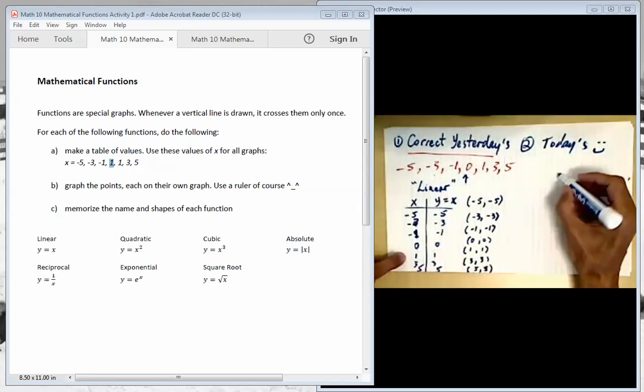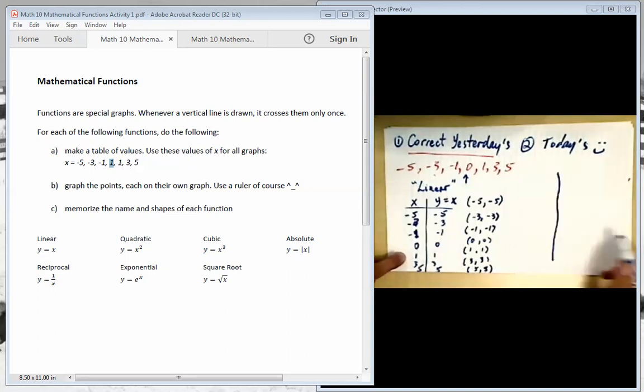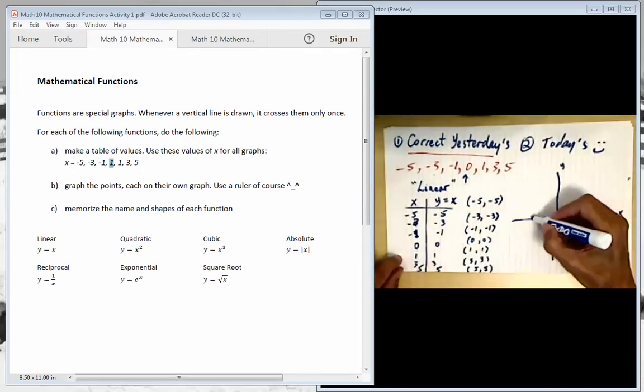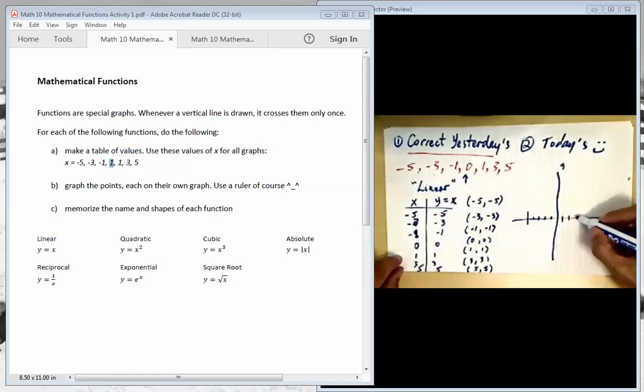to an XY axis in order to create the graph. Whoa, use a ruler. Look at that. Y axis there. X axis. Okay, so -1, 2, 3, 4, and a big 5. That's 1, 2, 3, 4, big 5.